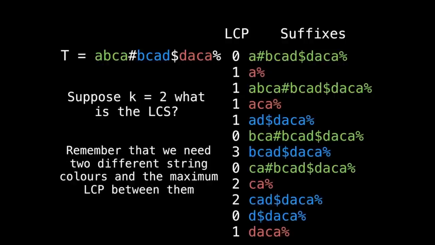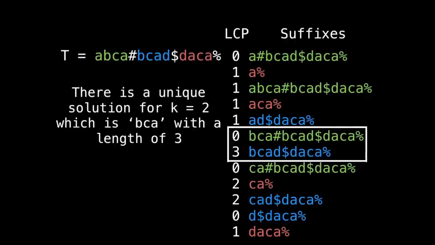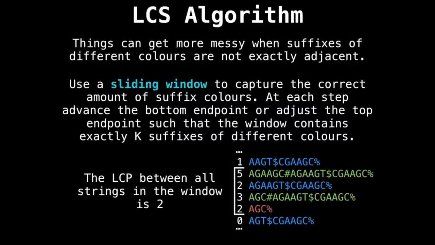Let's do another example, but this time let's change the value of k to be equal to 2. Since k equals 2, we want to have 2 suffixes of different colors and the maximum longest common prefix value between them. In this case, there is a unique solution, which is the string BCA, with a length of 3 shared between S1 and S2, but not S3. So far, we've covered only some trivial cases.